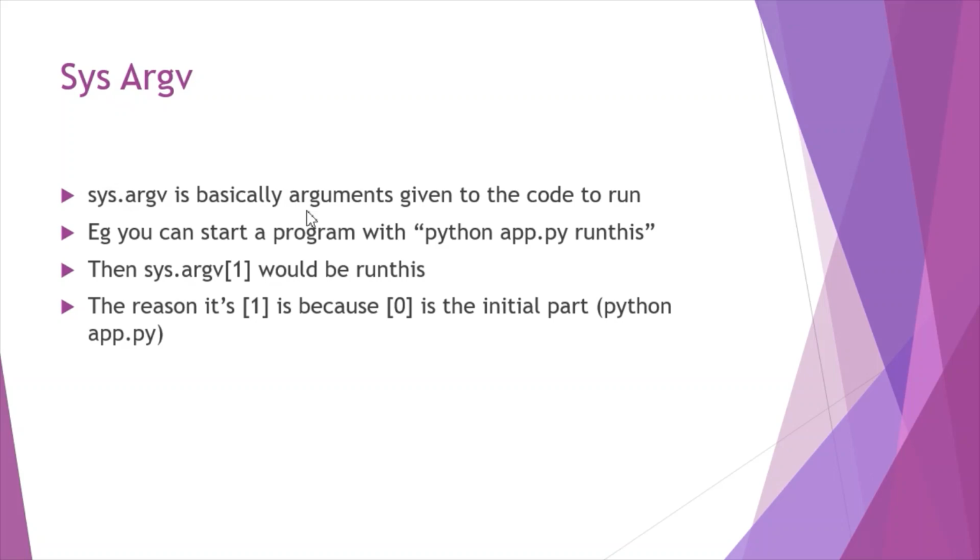So sys.argv, and we'll go through the right align stuff again in a second. sys.argv is basically arguments given to the code to run. You can start a program with python and then app.py, and then this will be your argument, run this. So you can actually access that from within the program as sys.argv[1], and that would be run this. The reason it's 1 is because 0 is the initial part, the python app.py or the program, and 1 is your first argument.